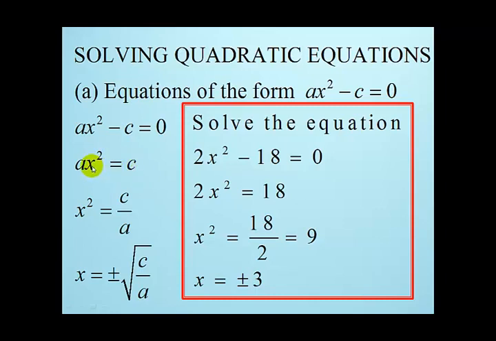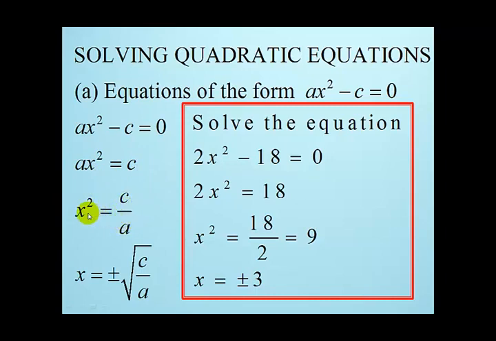Because we are solving for x, we divide the left hand side by a. When we divide the left hand side, that is ax squared by a, we are left with x squared. This is equal to, when we divide the right hand side by a, c over a. This means that x squared is equal to c over a.